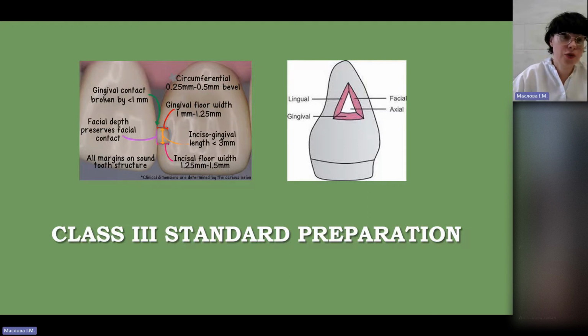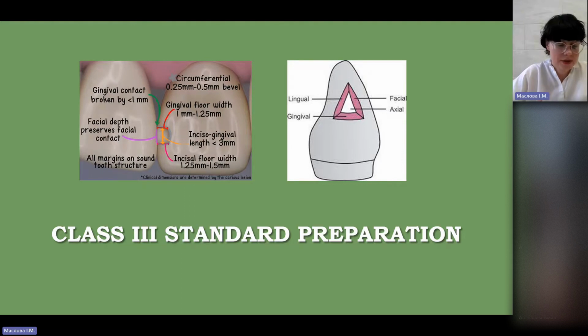Circumferential 0.25 millimeters to 0.5 millimeters bevel. Gingival floor width 1 millimeter. You can see the gingival floor or gingival wall always parallel to the gingival margin. Gingival floor width from 1 millimeter to 1.25 millimeters. Incisogingival length less than 3 millimeters, and incisal floor width from 1.25 millimeters to 1.5 millimeters.